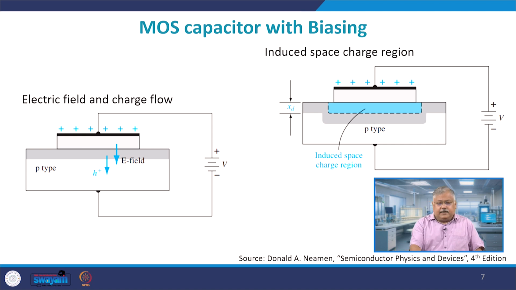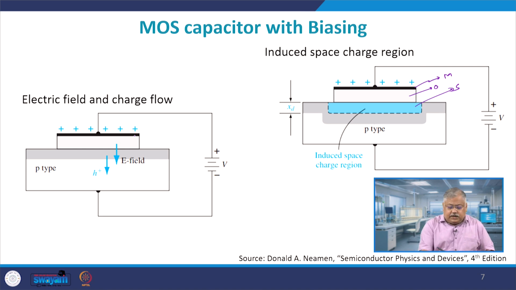Look at the right hand side corner on the diagram. What we have done is that we have introduced a positive bias to the gate side of a MOS device. This is your metal, this is the metal, there is an oxide layer, and this is the semiconductor. I have slightly enhanced the image, and we have taken it.